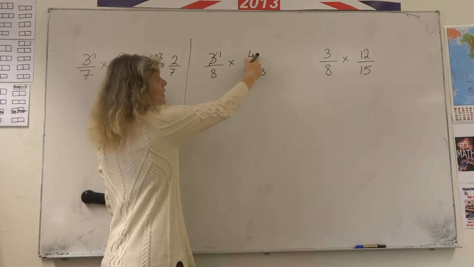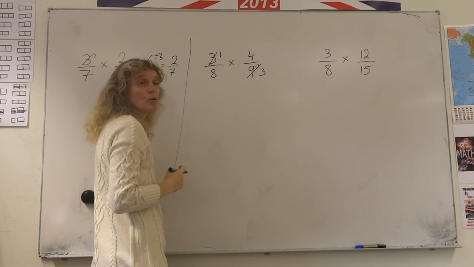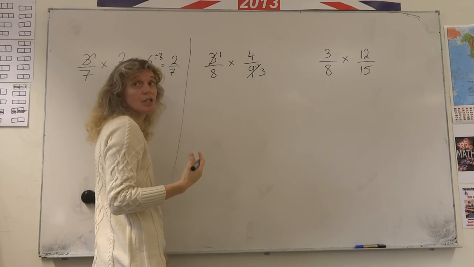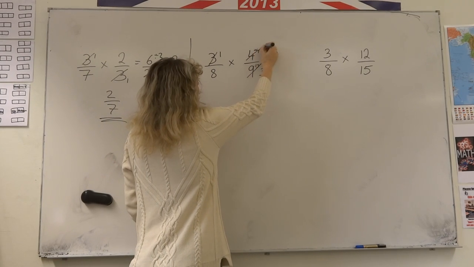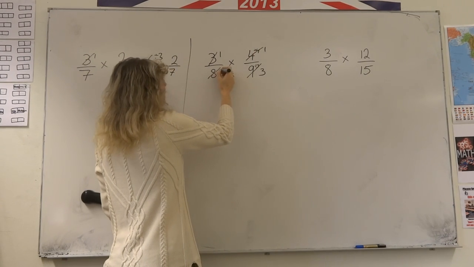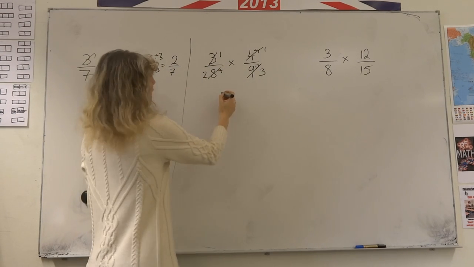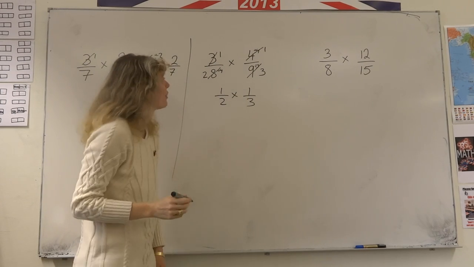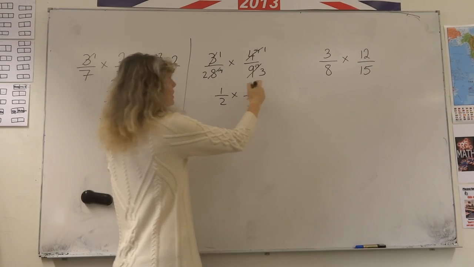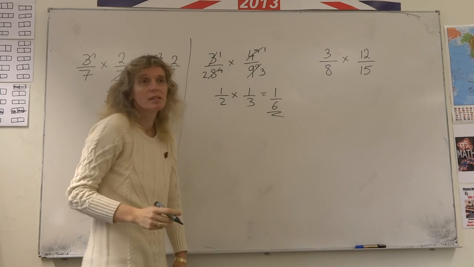I can do the same thing with 4 and 8. 4 and 8 can both be divided by 4. So do it before you do the multiplication, you get the right answer directly. 4 divided by 4 is 1. 8 divided by 4 is 2. Now I have a totally different fraction here. I have a half times a third, giving me 1 times 1 is 1, 2 times 3 is 6, giving me 1/6 directly.